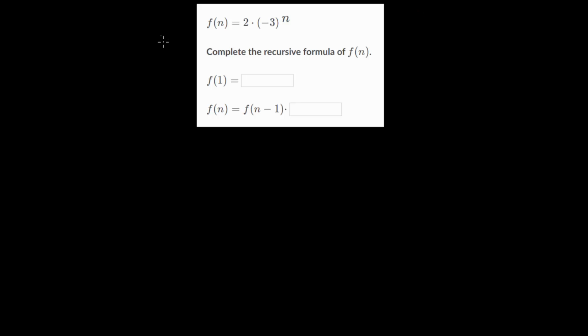So in this problem, we're again going to be converting between recursive and explicit formulas. But this problem's a little bit more challenging because it does not match up to the general formula for either explicit or recursive. So let's just remind ourselves of what that general formula is for the explicit formula, at least, since that's what we're given.